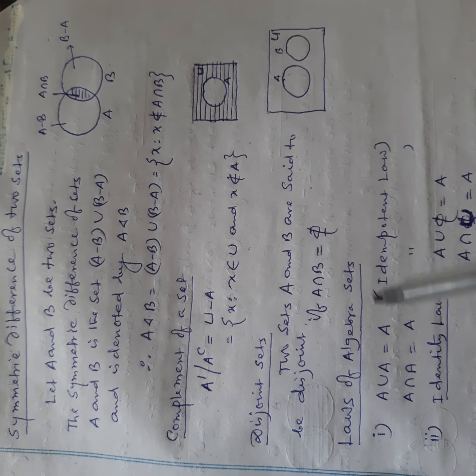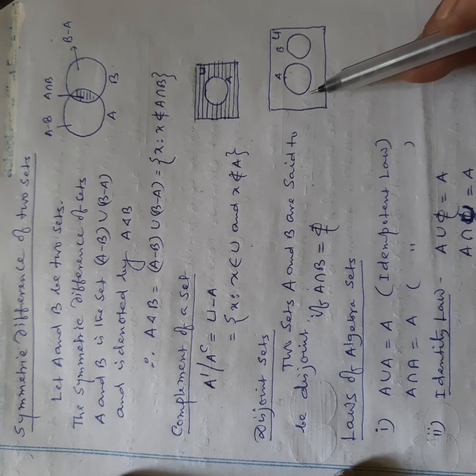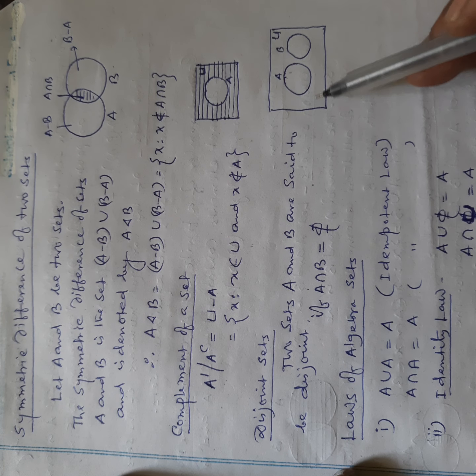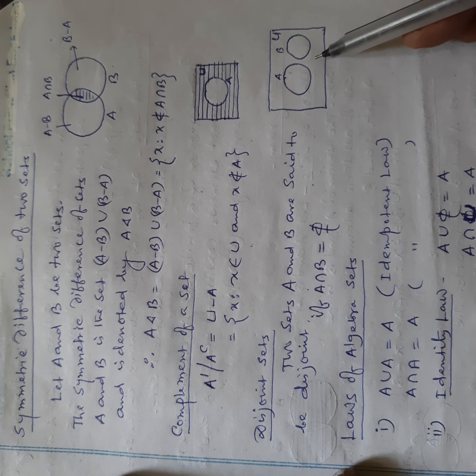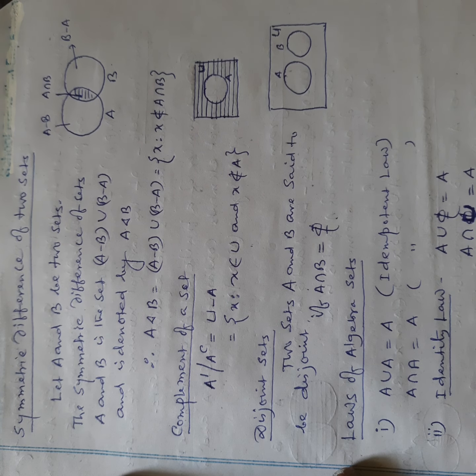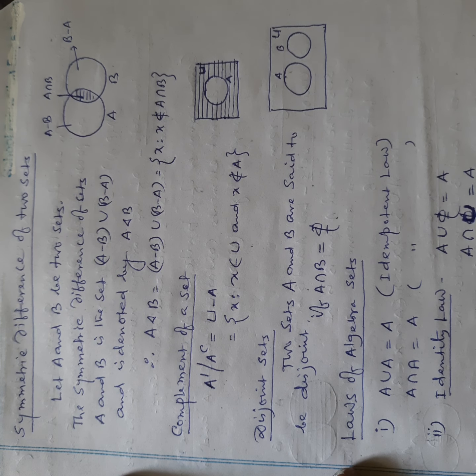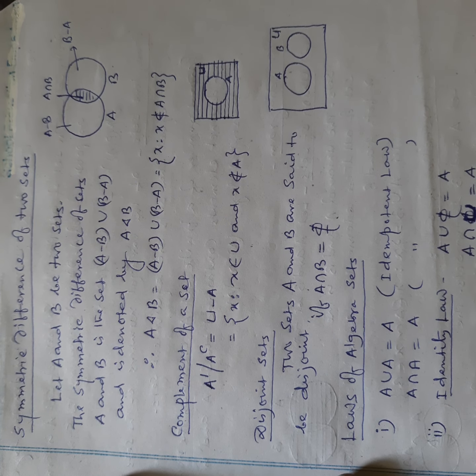Disjoint set. Two sets A and B are said to be disjoint sets if A intersection B equals the null set. That is, there is no common element between the two sets.